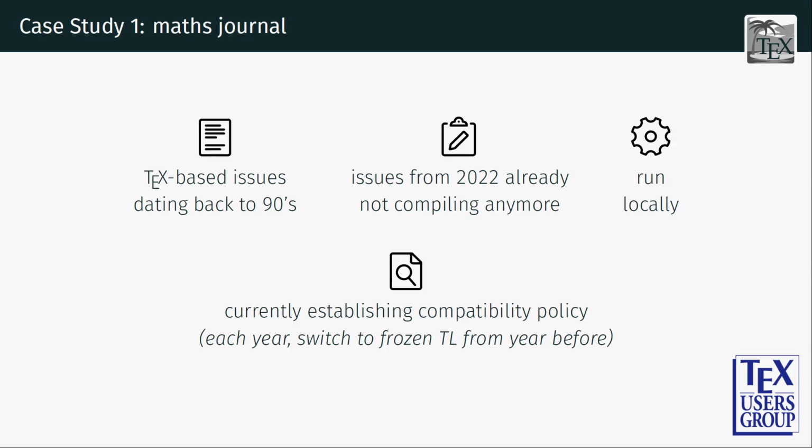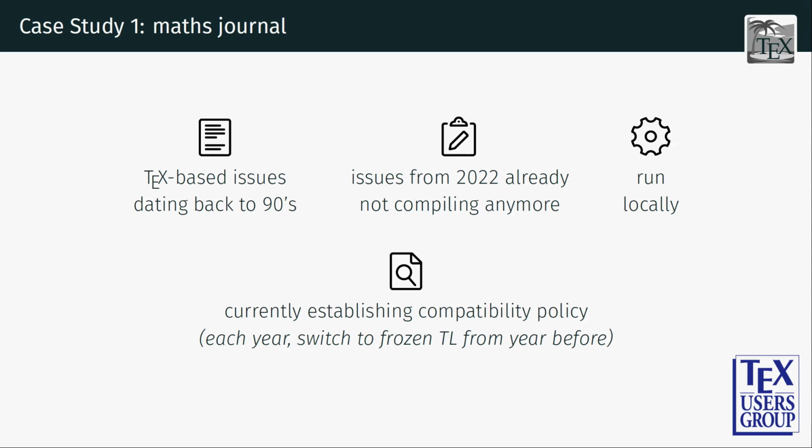The basic setup is about running locally, so this math journal has one machine that is used for the final compilation. And this one machine is the one that now should also be enabled to run older issues again, ideally by just using older TeX Live installations, and I'll come to the use of Docker in a moment. As a nota bene, they are currently establishing a compatibility policy so that in the future it's actually clear which TeX Live release to run on, but currently it is not.